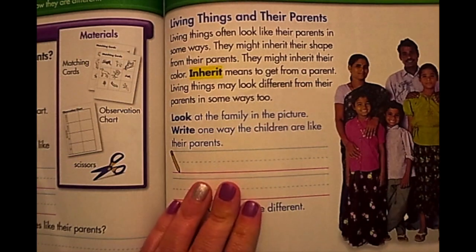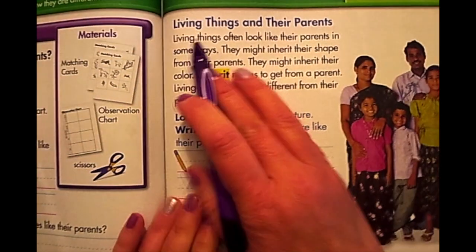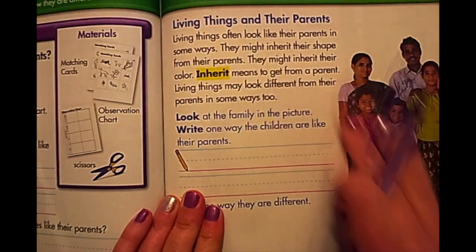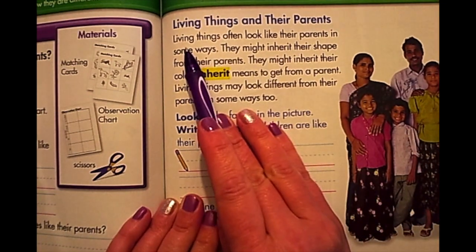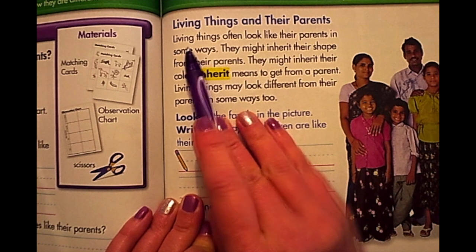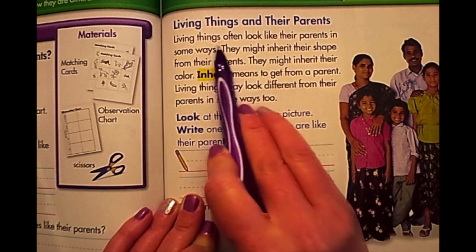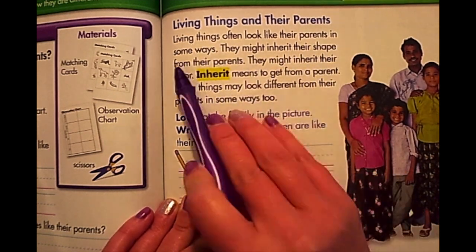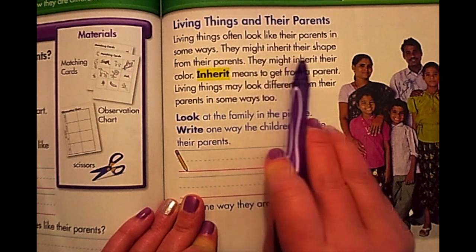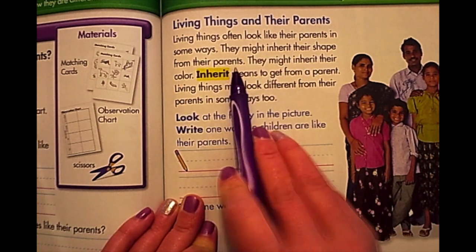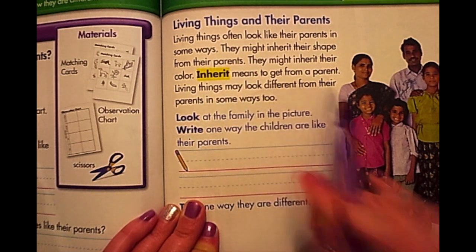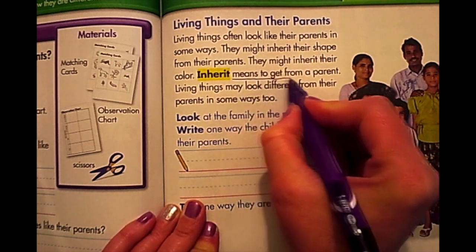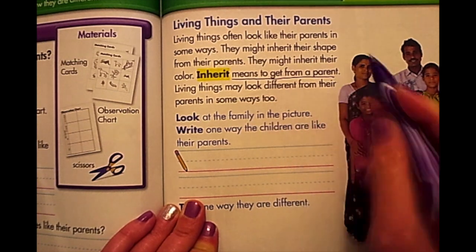All right, let's look at page 139, living things and their parents. And there is a family right here that you guys see. So follow along and read it with me as I read it out loud. Living things often look like their parents in some ways. They might inherit their shape from their parents. They might inherit their color. Inherit means to get something from a parent. This is going to be something you need to know for your test.